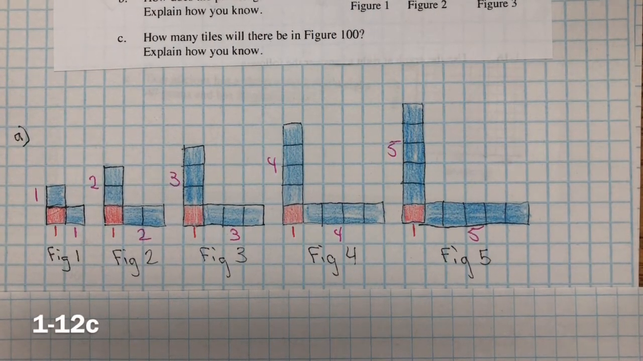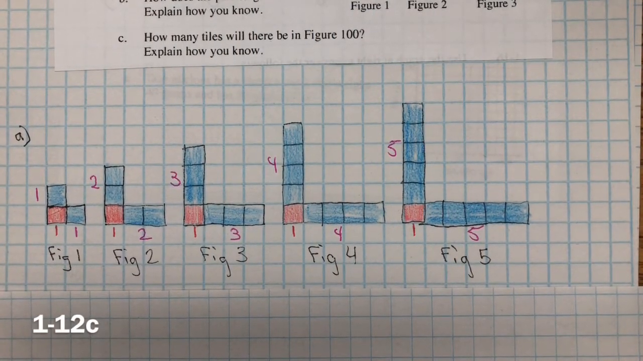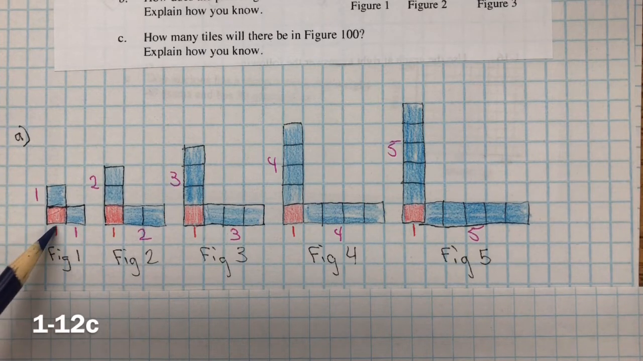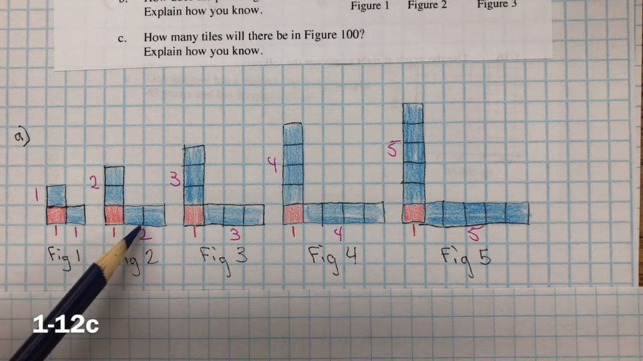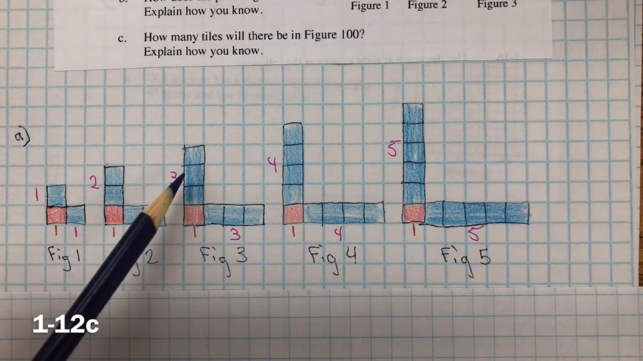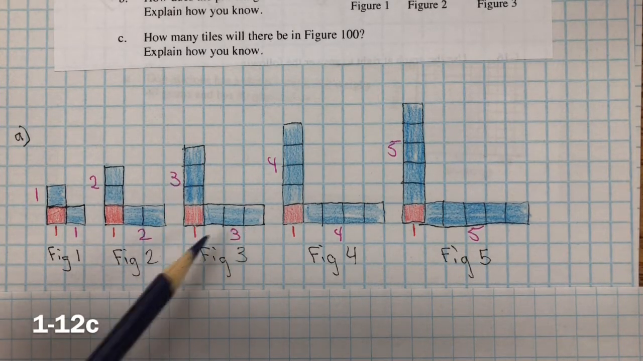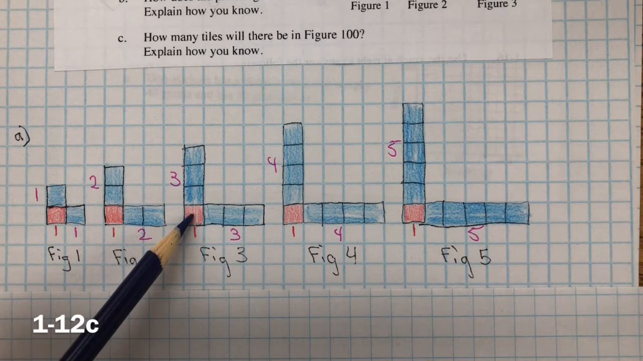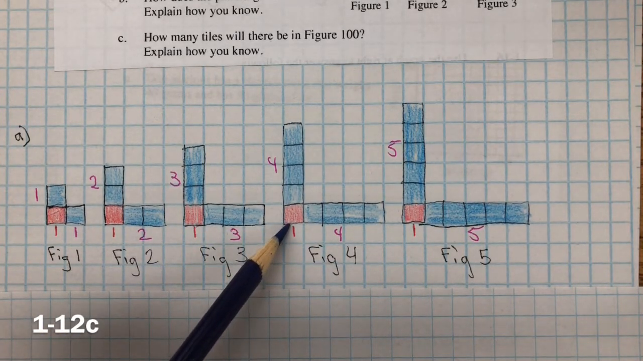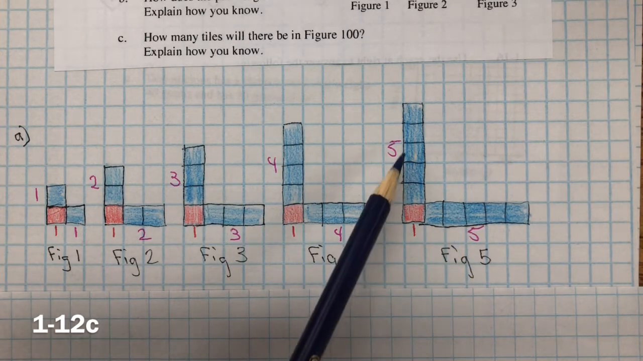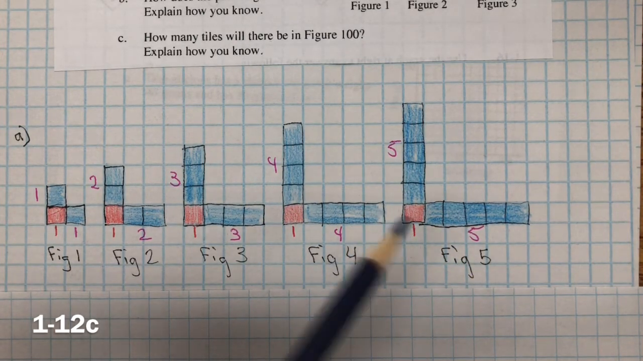For 112c, how many tiles will there be in figure 100? So for figure 1, there's 1, 1, and 1. Figure 2, you have that initial, and so you have 2 and 2. And if you notice, the figure numbers match the vertical and the horizontal, and then you have the constant. So figure 4 has 4 and 4 plus 1. Figure 5 has 5 plus 5 plus 1.